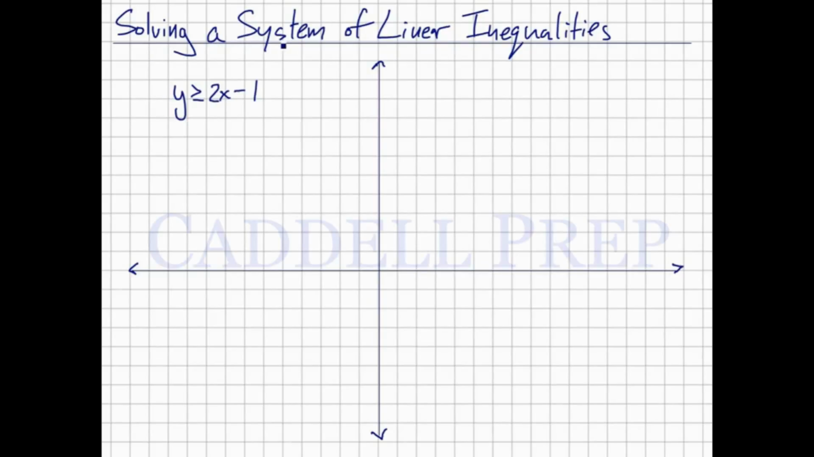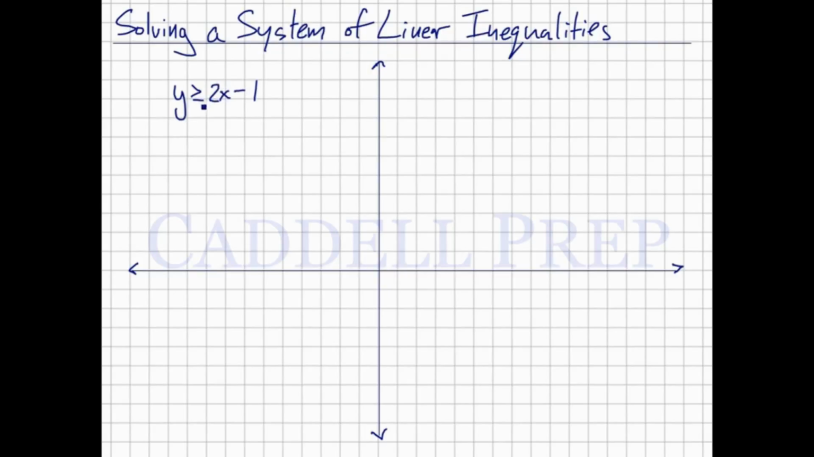Okay, let's go over solving a system of linear inequalities. So in order to do that, first let's go over how to graph a linear inequality. The first thing to look at is the sign. This is greater than or equal to. So when we graph it, we're going to make a solid line.